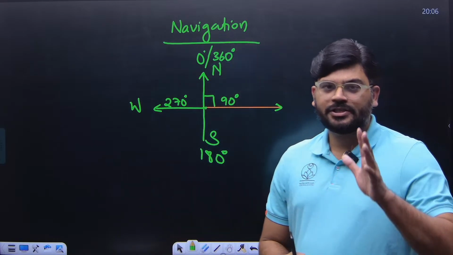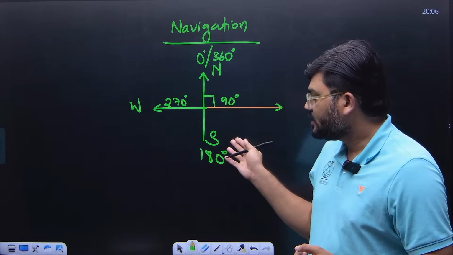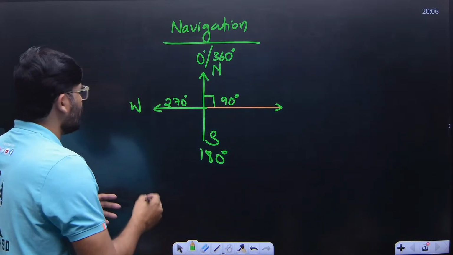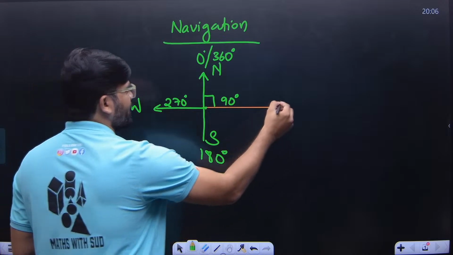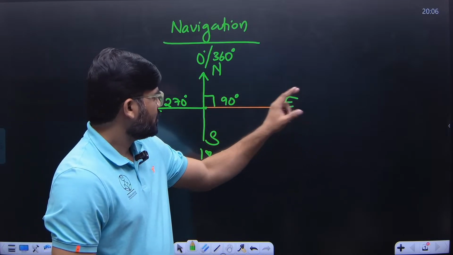North is how much? 0 degree. East is how much? 90 degree. South is how much? 180 degree. And west is how much? 270 degree.